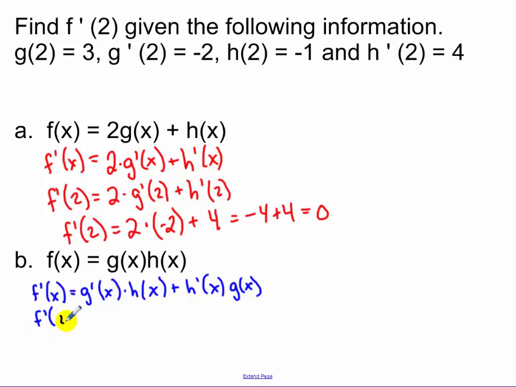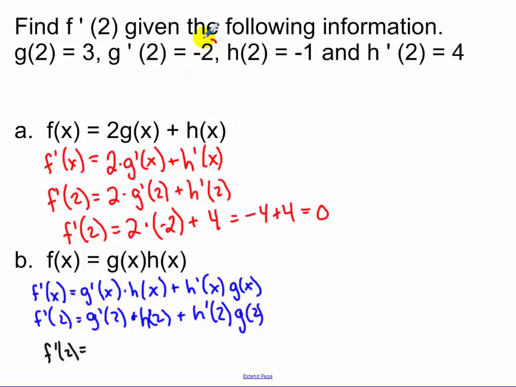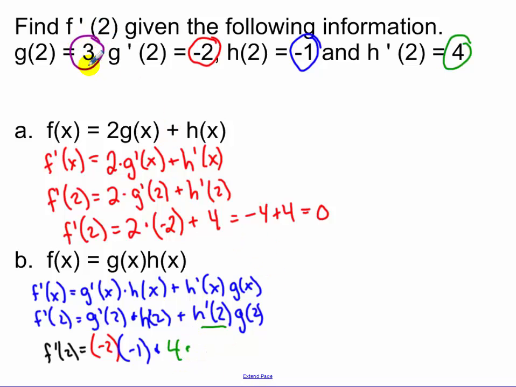So then we want to find f prime of 2. Okay, so let's look and see what we have. So f prime of 2 is going to equal g prime of 2, which is up here. That's negative 2. H of 2, not h prime of 2, h of 2. Now h prime of 2, that's 4. And then g of 2 is 3. So we have that is equal to 2 plus 12, and that is equal to 14.